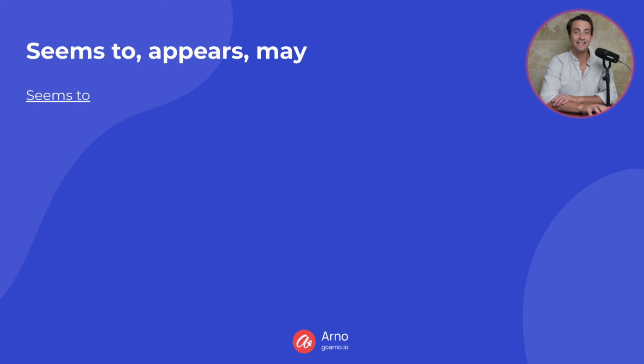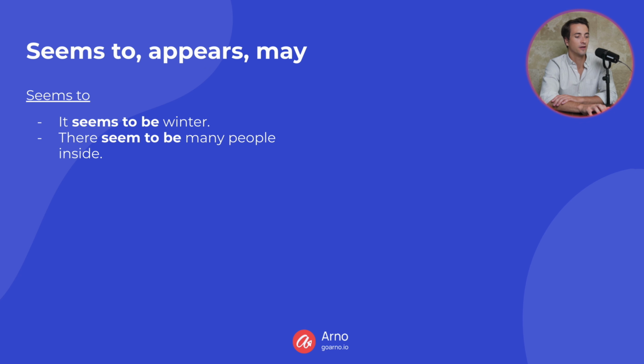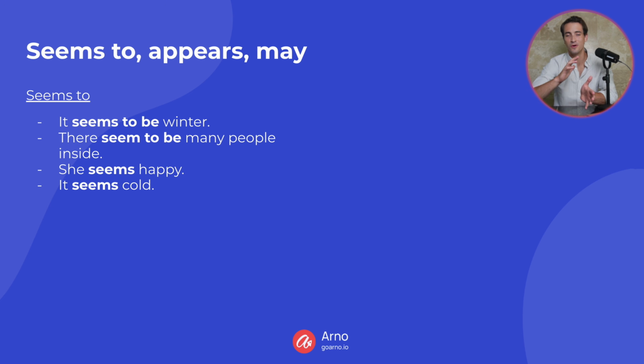So for seems to, you could have, it seems to be winter. There seem to be many people inside. She seems happy. It seems cold. So the 2 things to note with seems to: 1, sometimes you will have to be, and sometimes you won't. I won't go into when you have to be and when you don't, because again, the grammar is quite complex. But just know that sometimes you have it and sometimes you don't. So pay attention to that as you are reading English to learn that pattern.